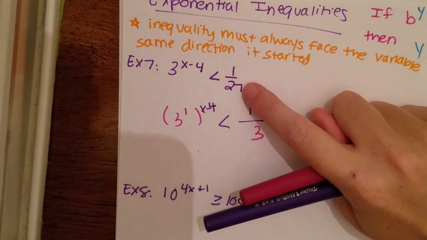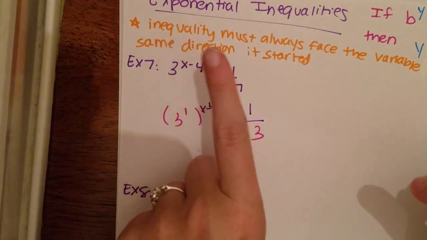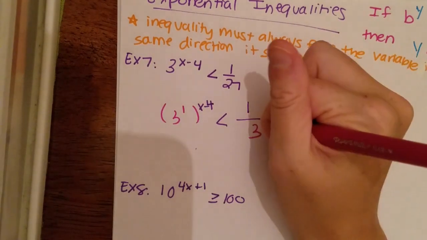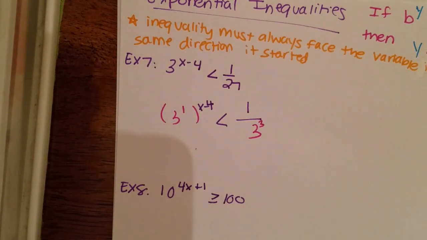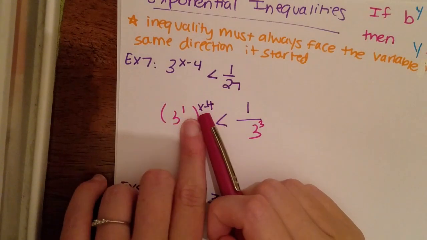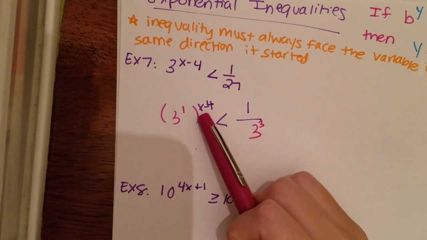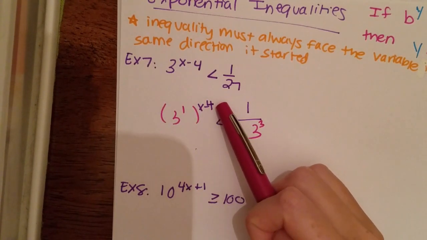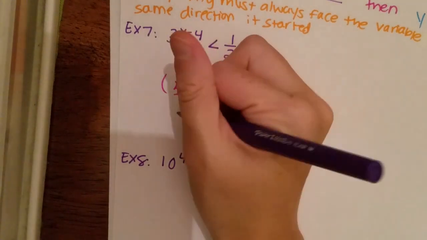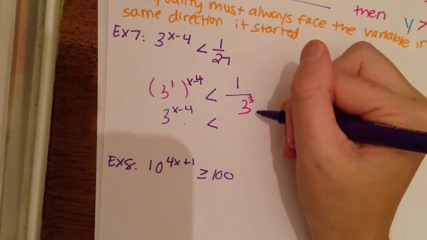And then on this side, I need to think about what power of 3 goes to 27. Which way I went through it, 3 times 3 is 9, times 3 is 27. So 27 is the same as 3 to the third. Remember, when you have an exponent beside an exponent, you just multiply them together. But 1 times anything is itself. So 1 times x minus 4 is x minus 4. So this is going to be 3 to the x minus 4 is less than 1 over 3 to the third.